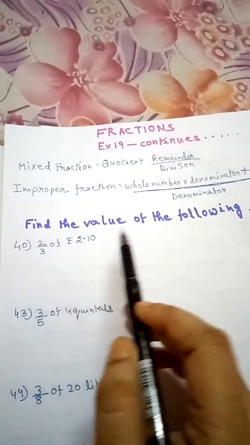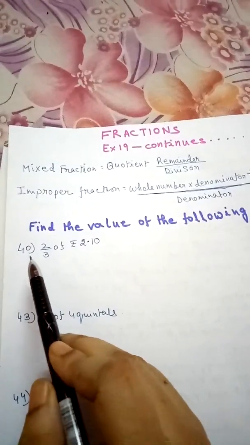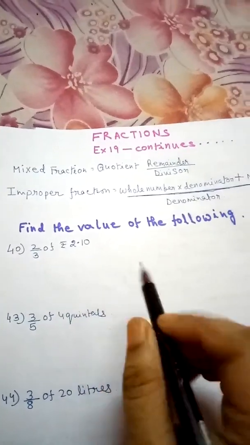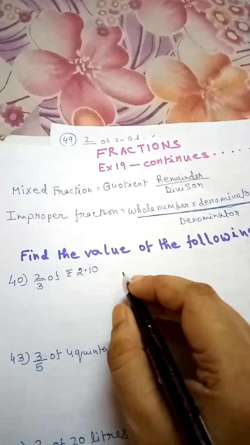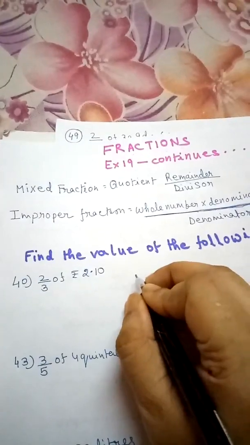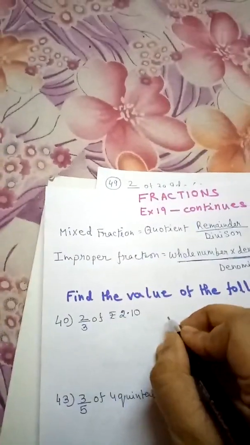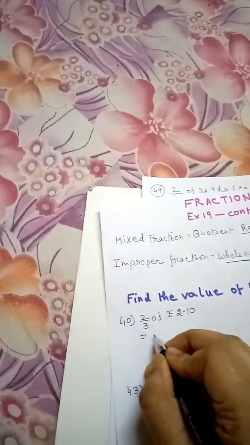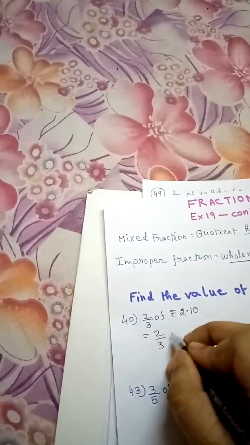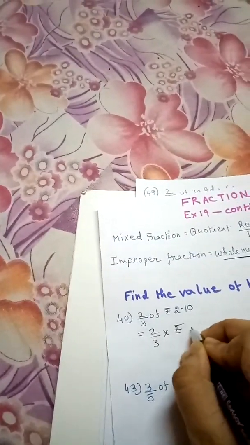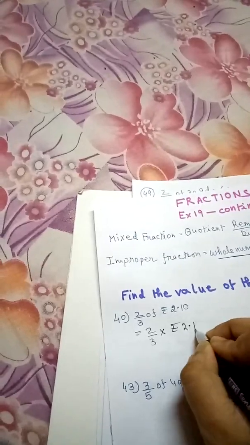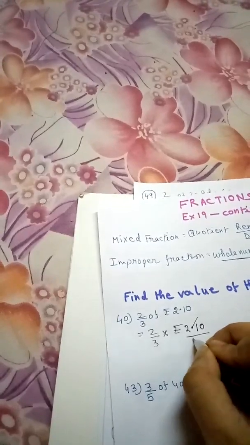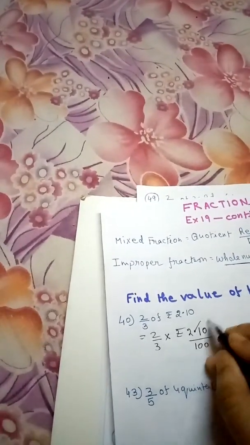First question, find the value of the following. Question number 40, 2 by 3 of rupees 2.10. So we will just solve this sum. How to solve this? This is equal to 2 by 3 into rupees 2.10. Now to remove this point I have to divide by 100. So this point is removed.